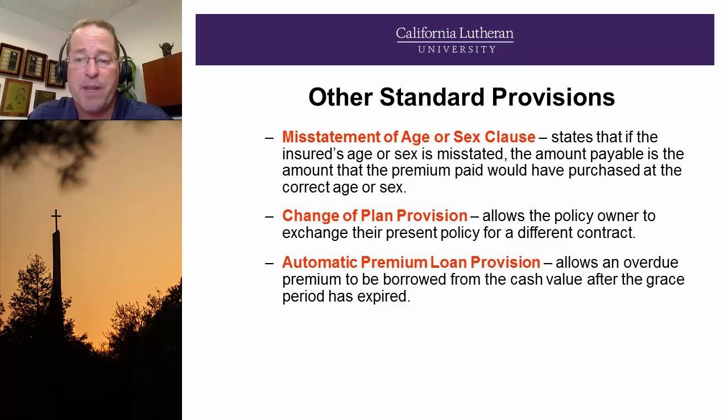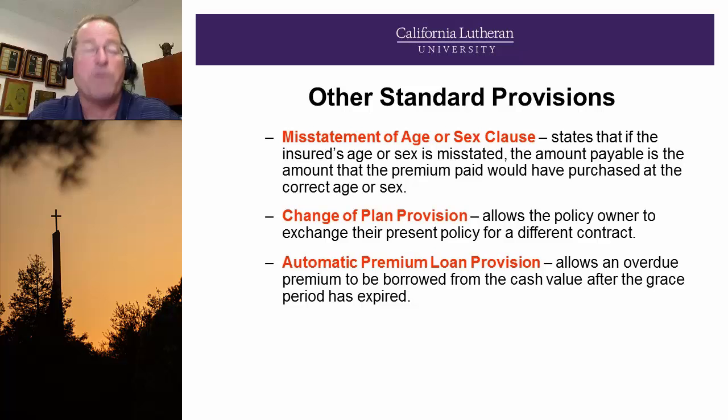Change of plan provision allows the policy owner to exchange their present policy for a different contract. Most typically, you'll see term policies that have a change of plan provision called a convertibility clause. They can convert all or part of that term policy to a permanent policy, whole or universal life, at a time specified within the contract. I've seen insurance companies go for the life of the contract. I've seen insurance companies go for a fixed number of years, such as 10, and I have seen insurance companies go to a stated age. So it just depends on the company.